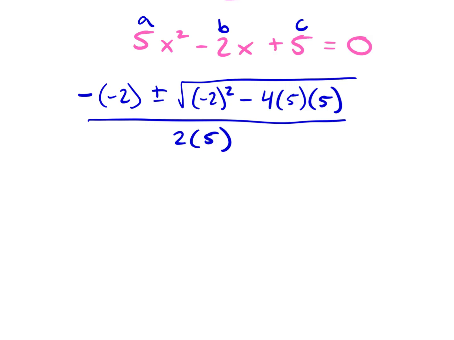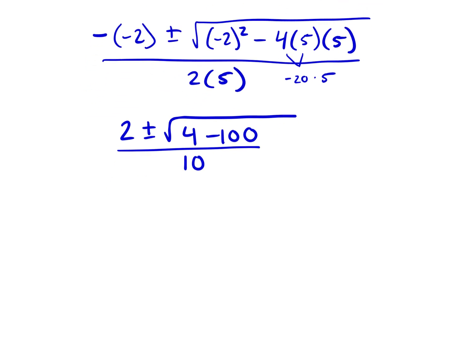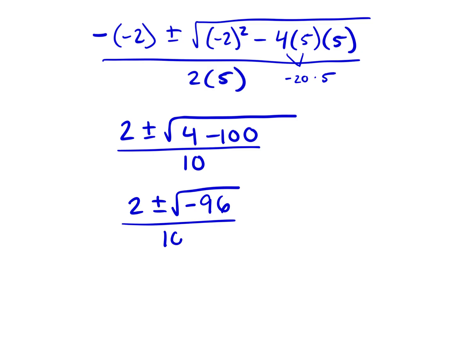So negative 2 would turn into what? Positive 2 plus or minus the square root of, what's negative 2 squared? 4. Then we have negative 4 times 5 would be negative 20. And negative 20 times 5? Negative 100. Good job. Over 2 times 5, which is 10. So then we can simplify some more. Let's subtract under our square root. So we have 2 plus or minus the square root of, what's 4 minus 100? Negative 96, awesome, over 10.